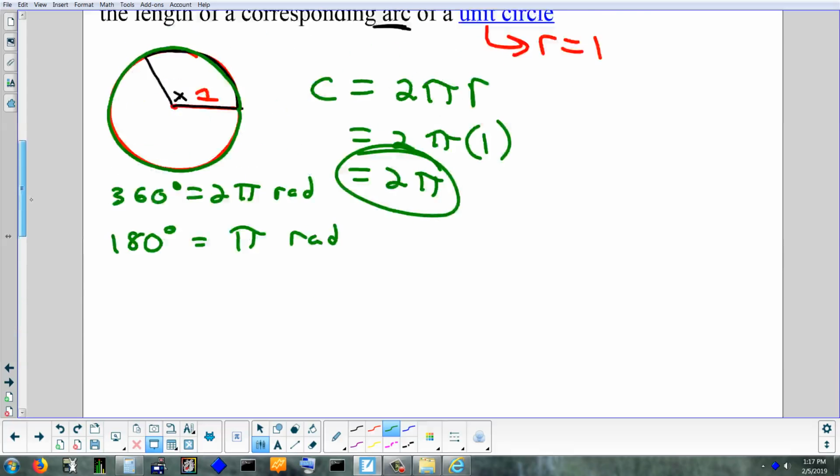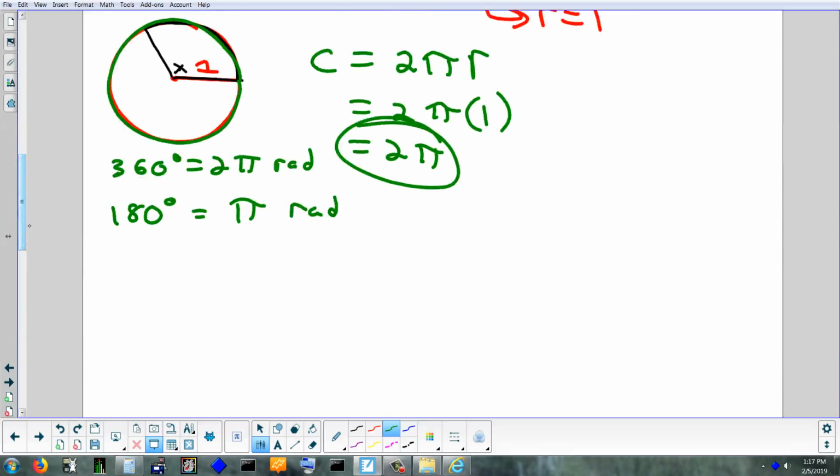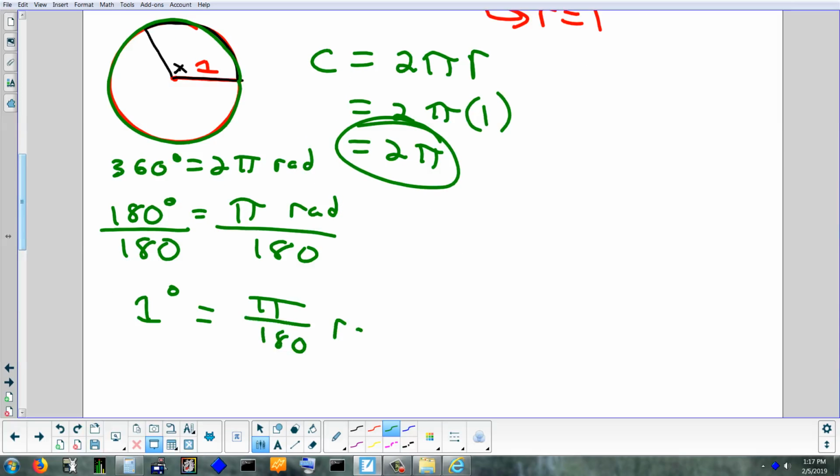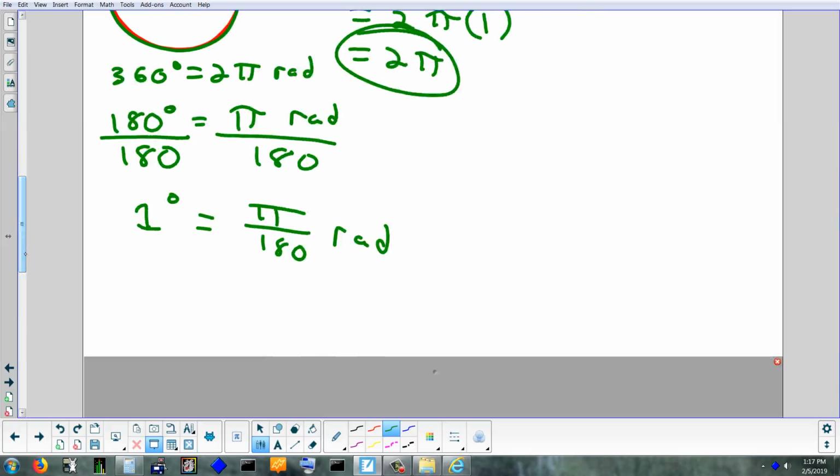Let's start by getting a 1 on the left. If I wanted to turn this number into a 1, all I have to do is divide it by itself. And as long as I divide each side by the same number, my equation is still true, right? 180 equals pi, that was true, and I divided both sides by the same thing. Now I have 1 degree equals pi over 180 radians. This is the whole key right there.